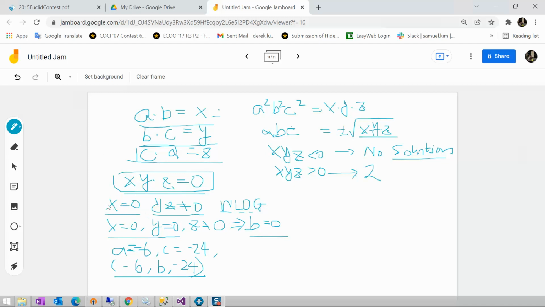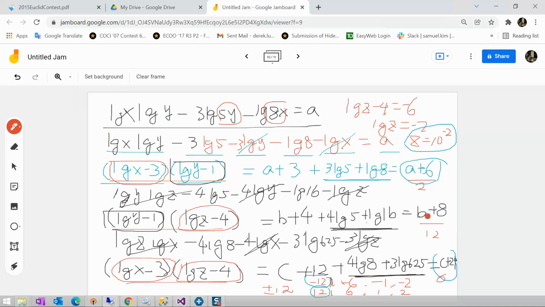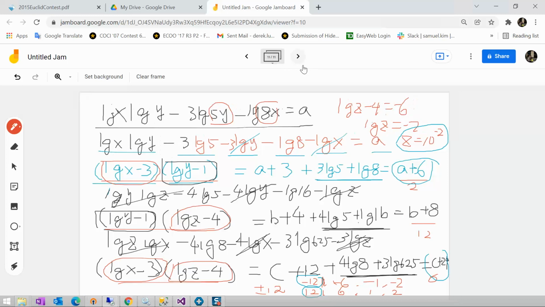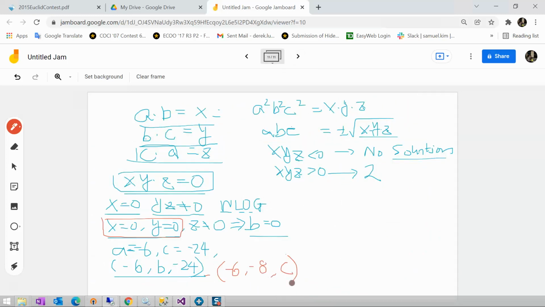So for this one by symmetry, we have x, y equal to 0. We do another two combination and we'll find another one. It should be -6, -8, this one equal to 0, should be -8 and C, and the other one, this is A, -24. So if we set this ABC, we have infinite answers, right? Infinity.